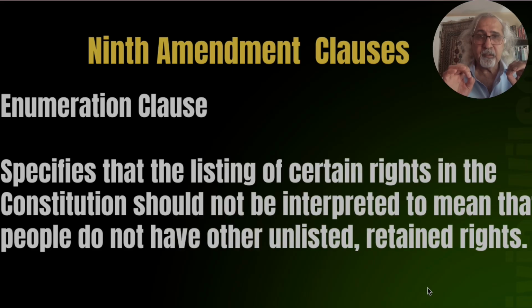So what the Ninth Amendment reassures is that if anything is not specifically listed in these 10 amendments, but it is a legal right of the people, that right cannot be denied. So that is why it is called the enumeration clause. It specifies that rights not enumerated in this Bill of Rights still do exist, right? And people have access to them and they should not be denied.